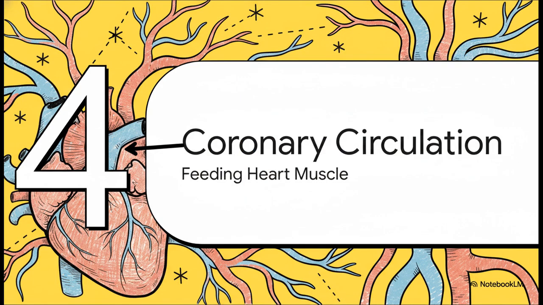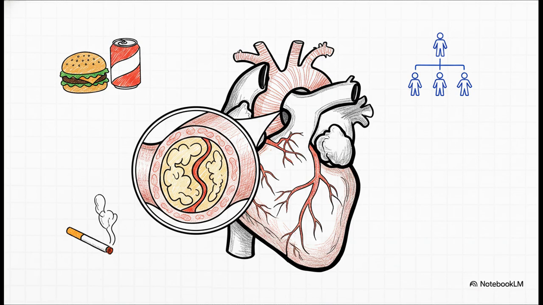That brings us to Section 4, coronary circulation and CABG, feeding the heart muscle. Here's the thing though. The heart cannot survive on the blood that's just pumping inside its chambers. The myocardium actually needs its very own blood supply, and arguably the biggest surgical hotspot you're going to encounter is right on the surface of the heart. The right and left coronary arteries wrap around the outside to deliver oxygen directly to the working myocardium.